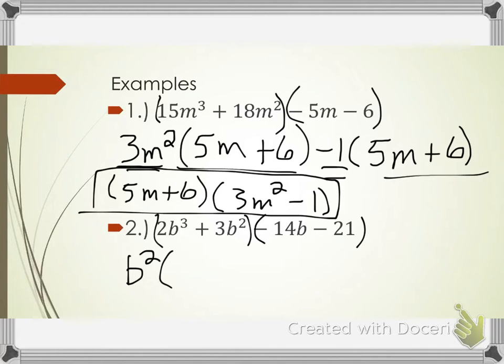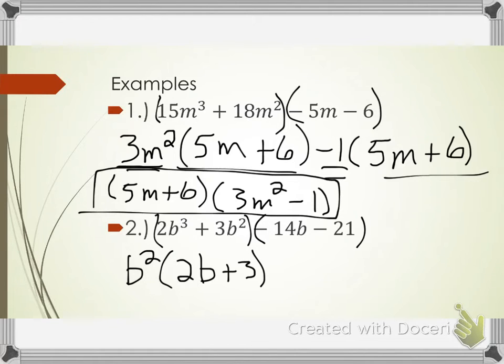Okay. b squared times what would give me 2b cubed? 2b, yeah, or not 2b? That is the question. I know. That was funny. Okay. b squared times what would give me 3b squared? 3. Plus 3. Everyone good with my first set of terms factoring out the GCF? Okay.